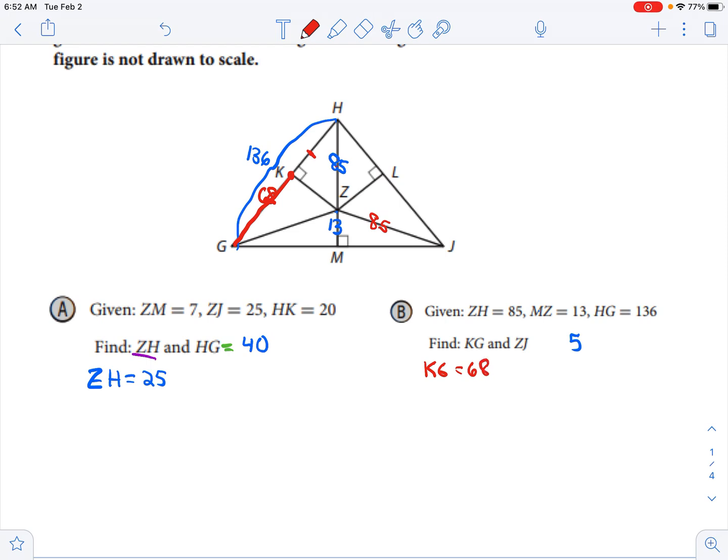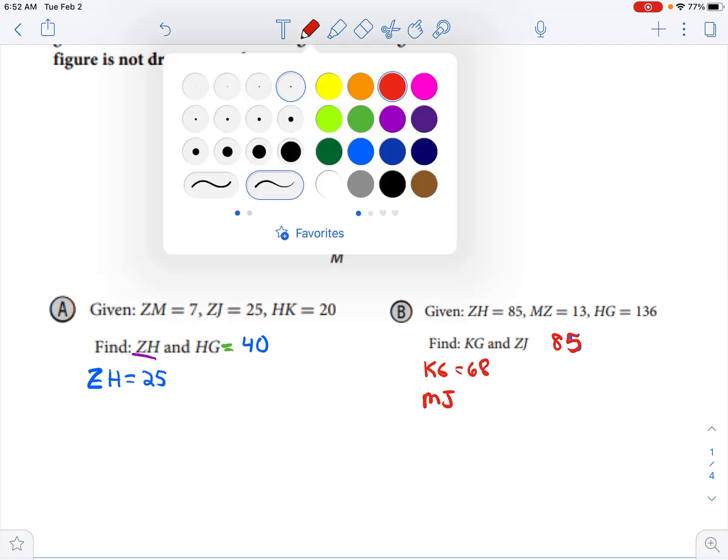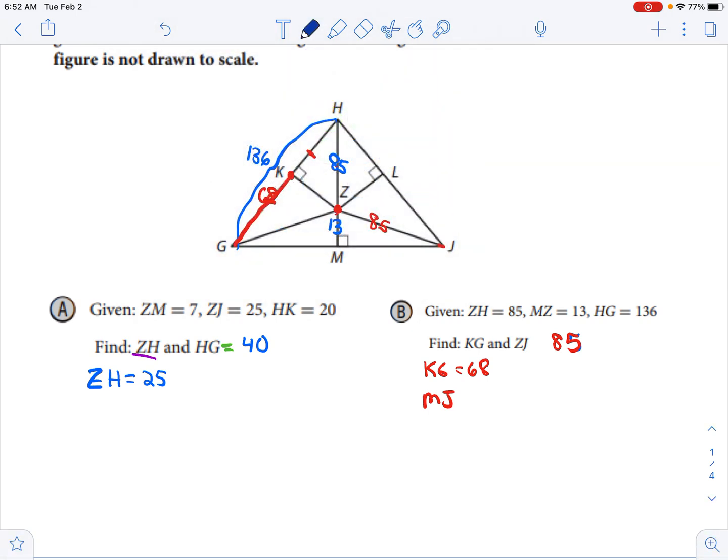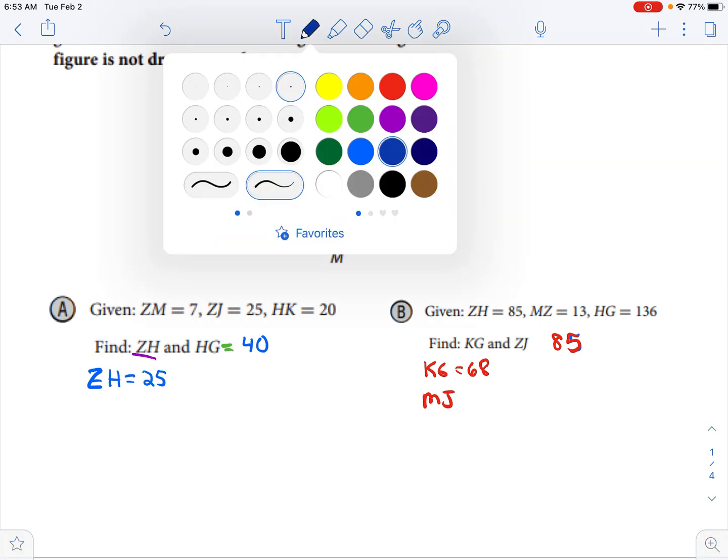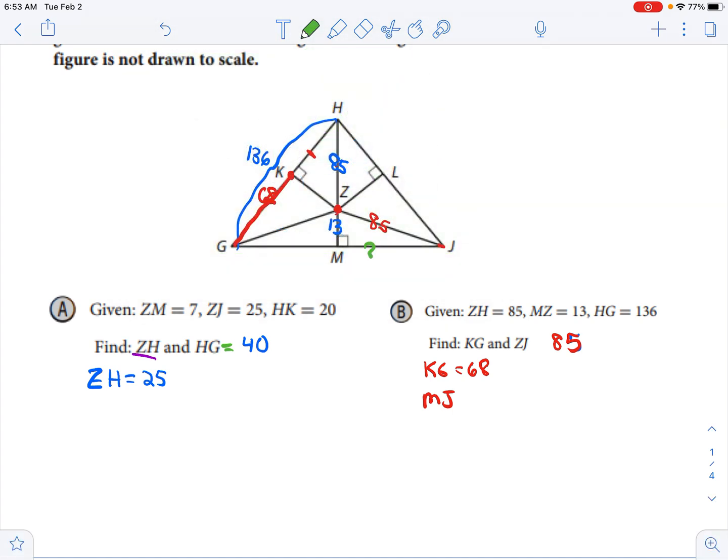And then we want to find z to j. Z to j is 85, because remember from the point of concurrency to the vertex they're going to be the same. So this would be 85 here. Okay, now I just want to go through and find one more, m to j. So I want to say, okay, what is this side down here? What's this side right down here?